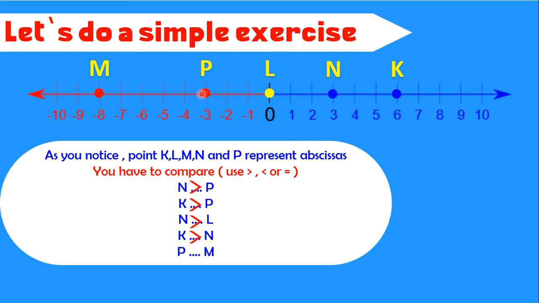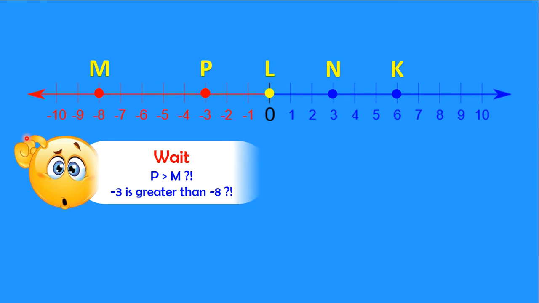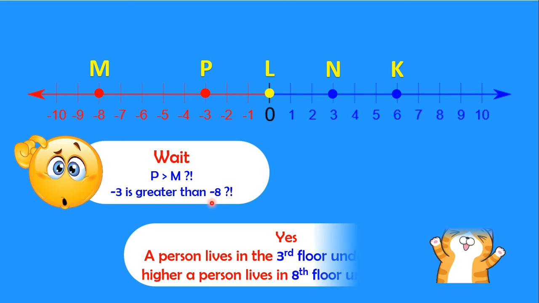Let's see P and M. Yes, P also is to the right of M. So the abscissa of P, -3, is greater than the abscissa of M, -8. Wait. P is greater than M. Minus 3 is greater than minus 8?